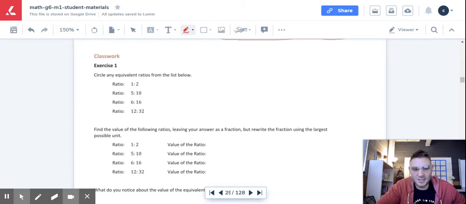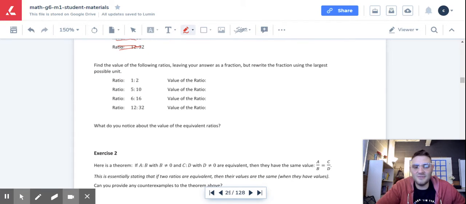Okay, so we can say 1 to 2. Let's do the relationship. The first one is half of the second one. So if we look here, is 5 half of 10? Yes, it is. So this one and this one are the same. Okay, what about this? Is 6 half of 16? It is not. So we're not going to circle that. Is 12 half of 32? It is not, so we're not going to circle that. So that was pretty easy.